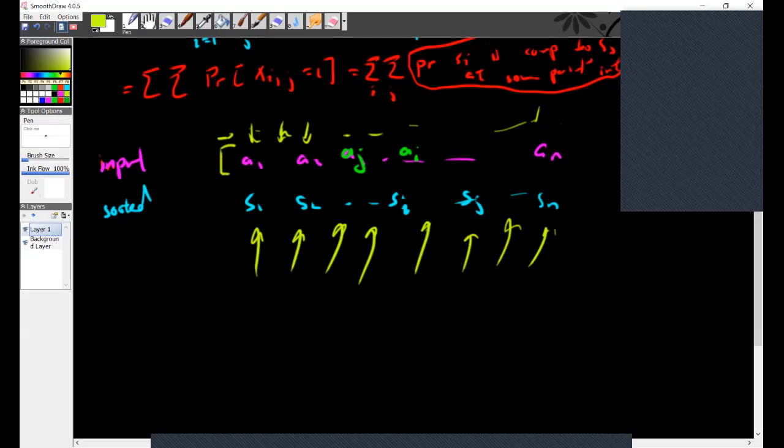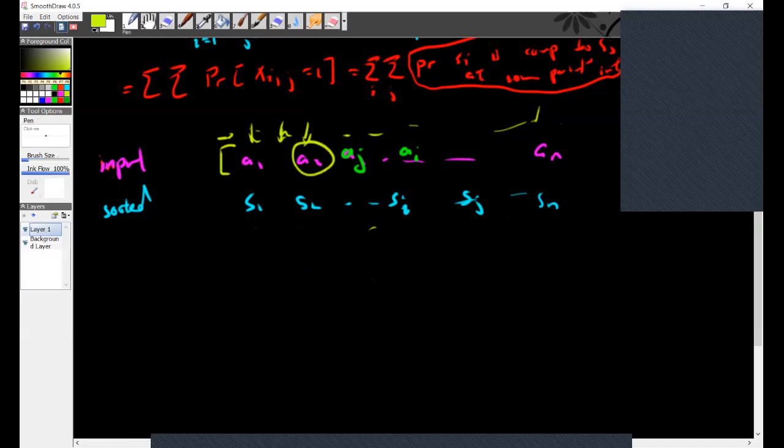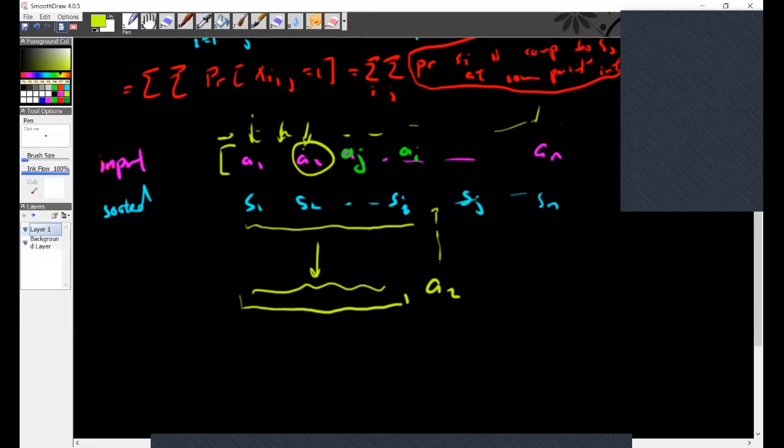Wait, let's talk about this. Let me clear out some space. When you randomly pick a pivot in the input array, what happens after that? Let's say I picked A2 as a pivot. We know that everything in the array is going to be compared against it, right? And let's say that A2 is sitting somewhere here in the sorted array. Then what happens to the rest of the input? Everything on the left of it is going to be smaller than it, which means that the left half of the sorted array is going to be the same. And everything on the right is going to be larger than it, which means that the right half of the sorted array is going to be some shuffle of the right half, right?